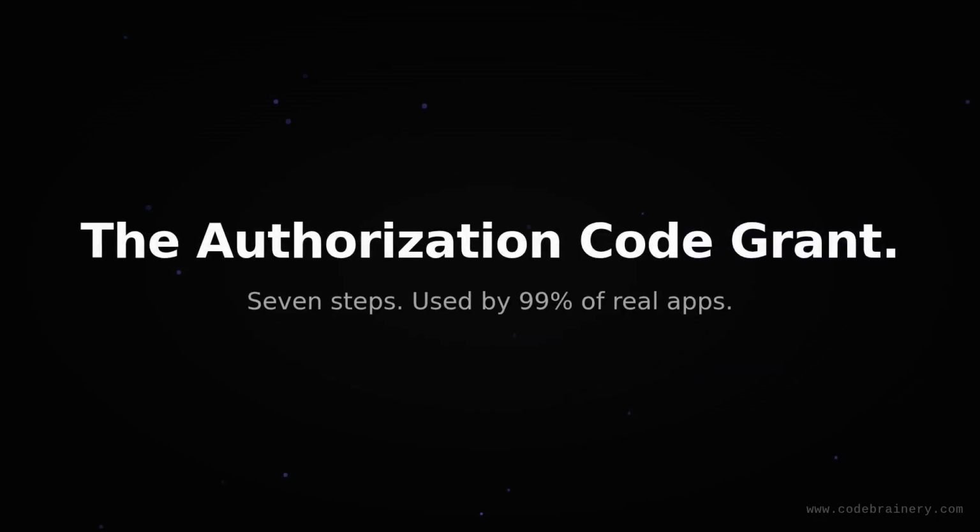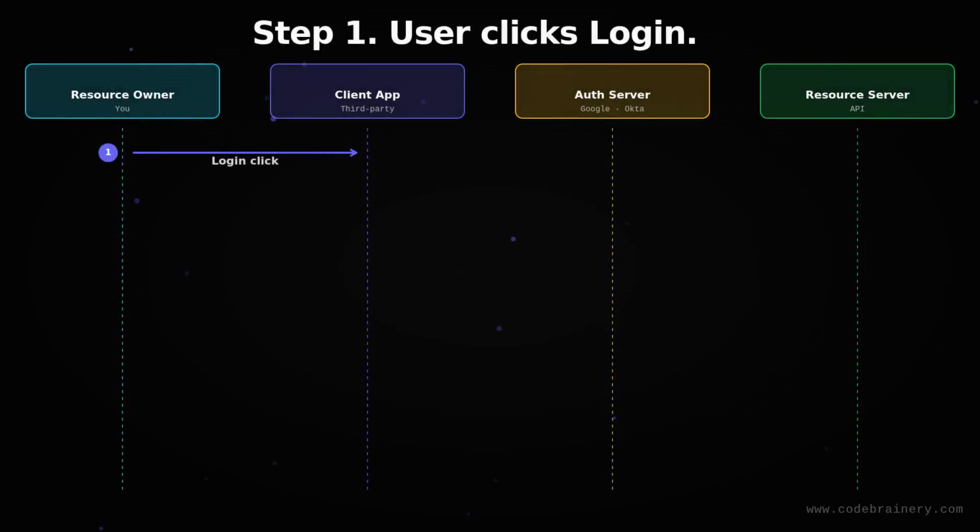There are several OAuth flows. The one you should use, for 99% of apps, is authorization code. 7 steps. We're walking through every one. Pause if you need to. Step 1. You, the resource owner, click Login with Google on a third-party app. That's it. That's the trigger. Nothing else has happened yet. No password, no tokens, just a click.